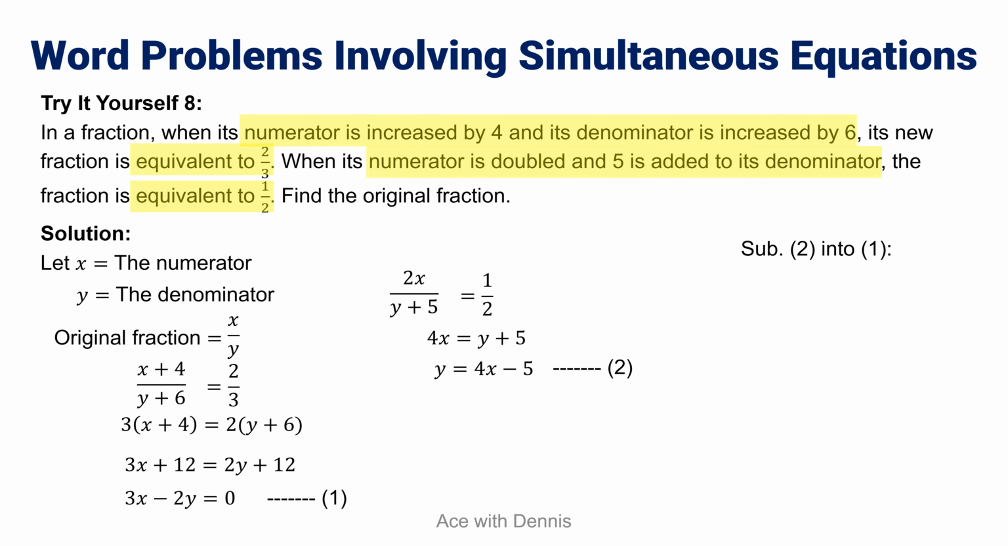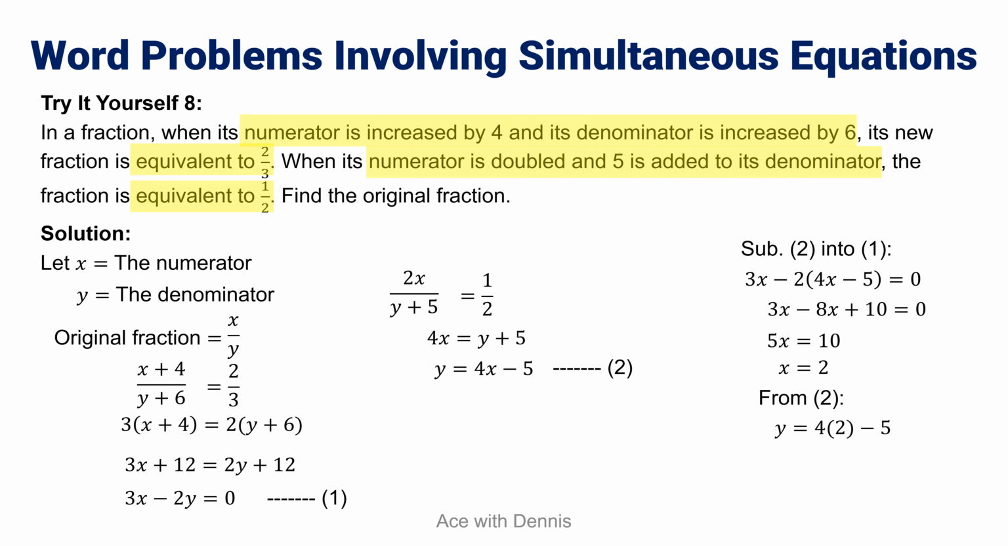So I will substitute equation number 2 into equation number 1. I will get 3x minus 2 bracket 4x minus 5 equals 0. Expand the bracket, 3x minus 8x plus 10 equals 0. So solve this equation, 5x equals 10, hence x equals 2. From equation number 2, we can find the value of y. Y equals 4 times 2 minus 5, and the y value is 3. Hence, the original fraction equals 2 over 3.